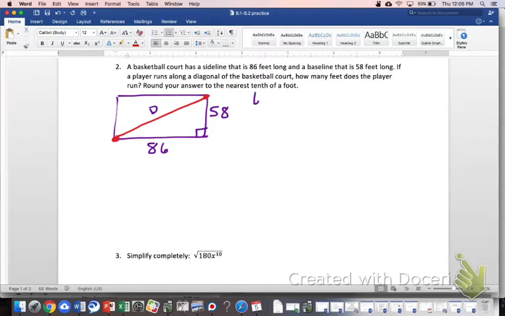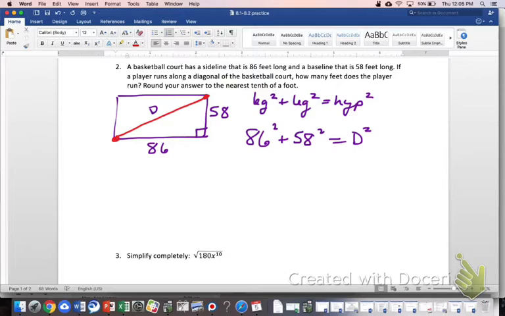So remember, the Pythagorean theorem is leg squared plus leg squared is equal to hypotenuse squared. In my triangle picture here, the 86 would be one of the legs, the 58 would be the other leg, and the hypotenuse is the diagonal. I know that the hypotenuse is the diagonal because the hypotenuse is always across from the right angle, and the diagonal is across from the right angle here.